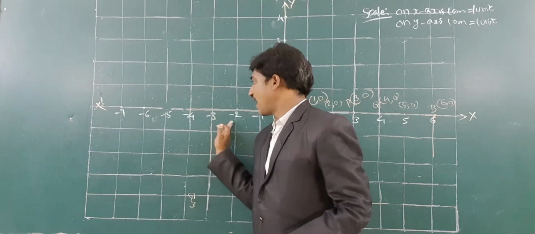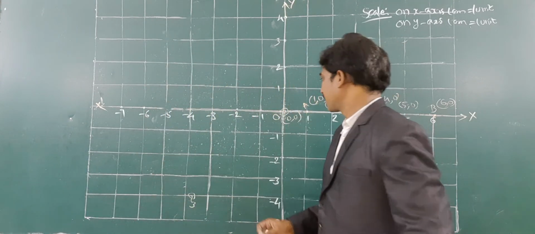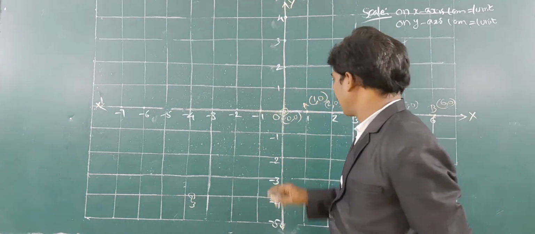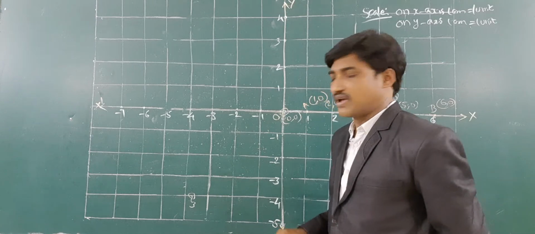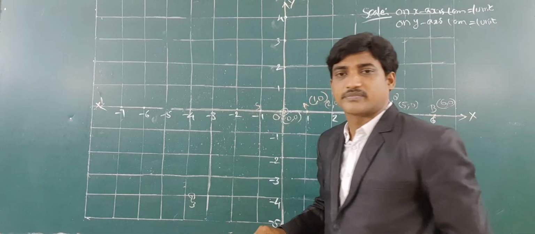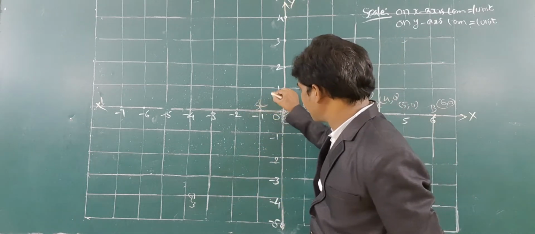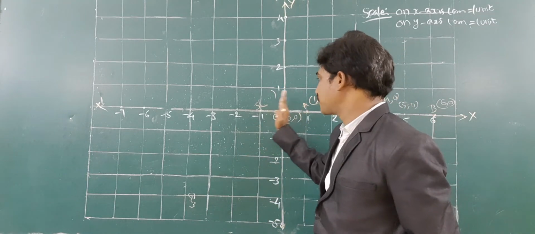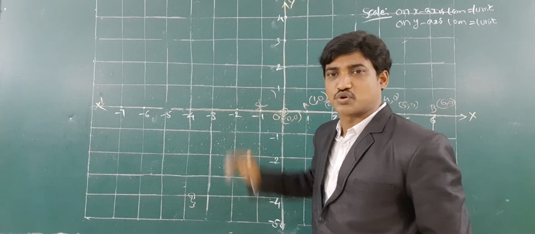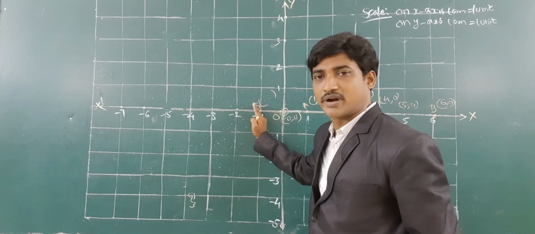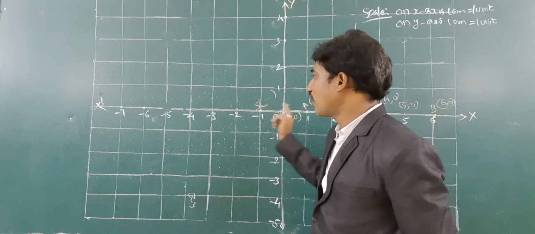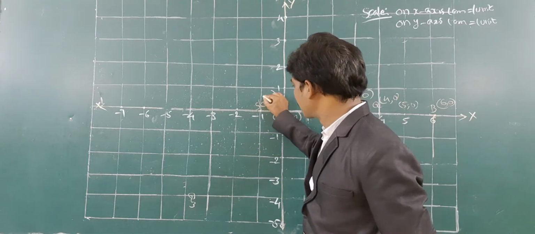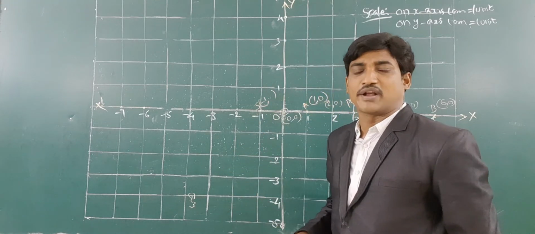On the other hand, on OX dash, here at -1, let me write this point as S. This point S, ordered pair: the perpendicular distance from the y-axis to the point is called the x coordinate. It is 1 unit, but as it is along the negative x-axis, we write it as -1. The x coordinate is -1.